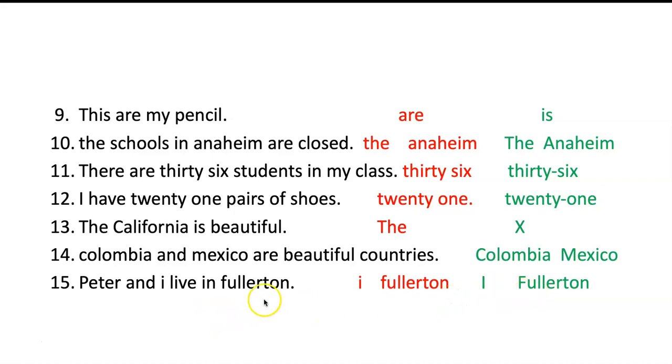Okay? So if you found these errors, perfect. If not, you can repeat the exercise. So you can copy the blank sentences and you can repeat by yourself. Okay?